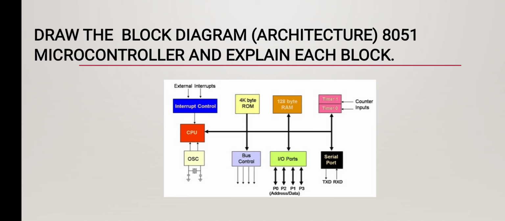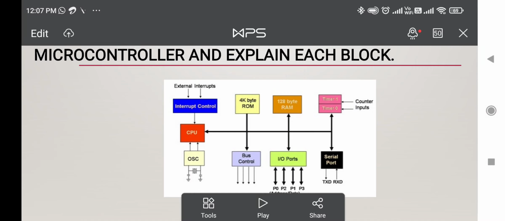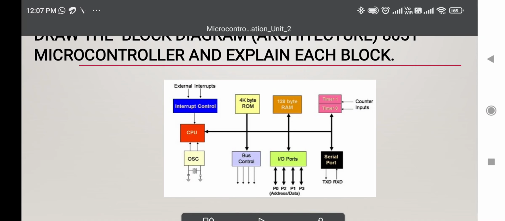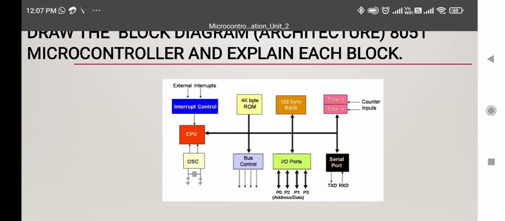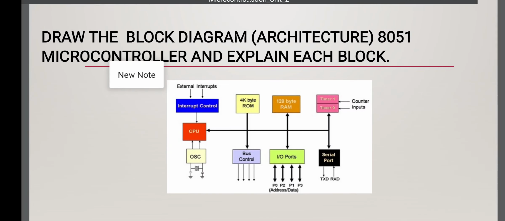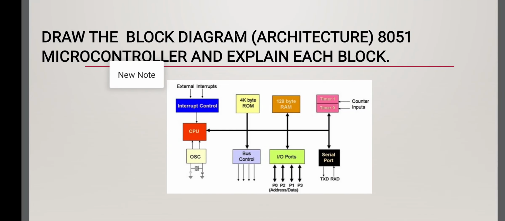Timers or counters. The 8051 microcontroller has 16-bit timers and counters, and these are again divided into 8-bit registers. The timers are used for the measurement of intervals and to determine the width of pulses.